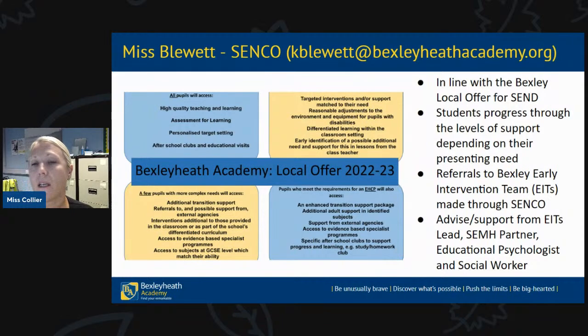We also have access to the Bexley Early Intervention Team. Now, we refer to that as EATS. Now, EATS is a service that supports all schools in the Bexley Borough. And the idea is that the SENCO can make referrals to the EATS early intervention. So the idea is that we can try and get in there and nip any problems in quite early, and we put support in place early to prevent any more serious problems becoming evident or increasing as their school years go on.